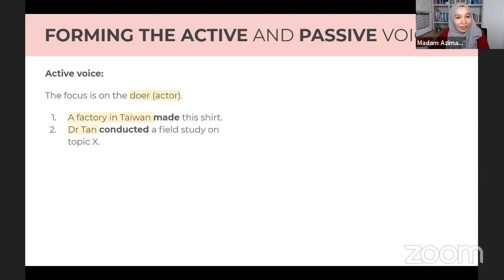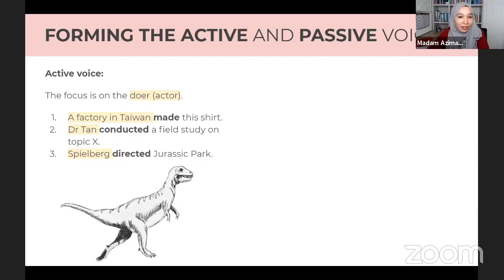Dr. Tan conducted a field study on topic X. Okay, this is very academic writing. Dr. Tan is the doer or actor. Conducted is the verb. A field study on topic X, the rest. Spielberg directed Jurassic Park. Okay, Steven Spielberg directed Jurassic Park. So Spielberg is the actor. I'm not talking about he's the director. Yes, he is. But in that sentence, in grammar terms, we call it actor, we call it doer, we call it agent. Okay, Spielberg directed Jurassic Park. So this is the active voice formula.